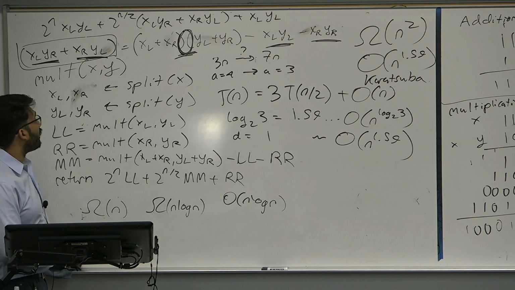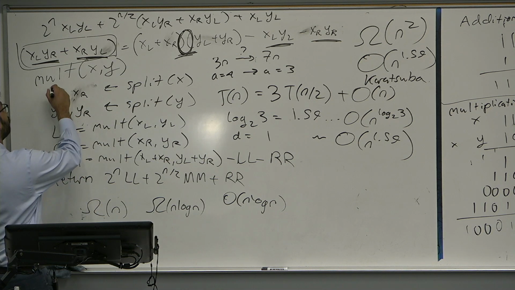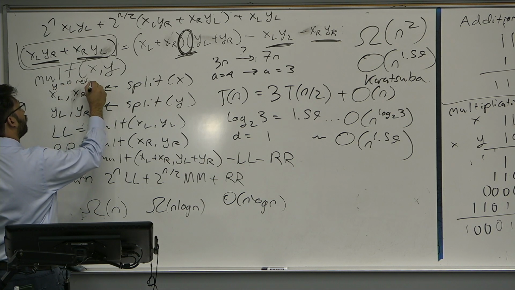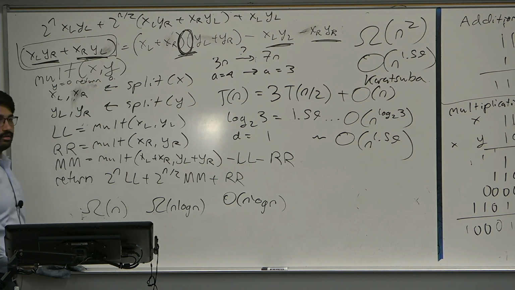Let's say y is 0, return 0. What about if it's just 1? Then, when we split it, that's the other thing about divide and conquer, we can just assume everything's nice and that there's nothing to work out. That's why my pseudocode is only a few lines of code.